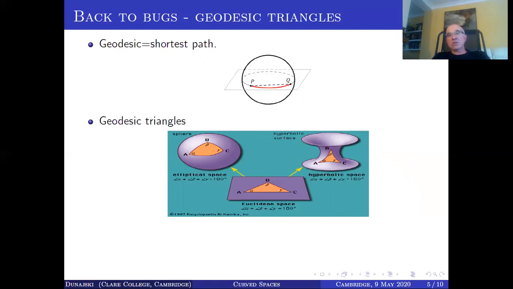And on the surface of negative curvature, like the saddle type surface, the sum of the angles is smaller than 180. So this is one way in which creatures living on a 2-dimensional universe, a surface, can detect its curvature by constructing the triangles and measuring the sum of the angles.